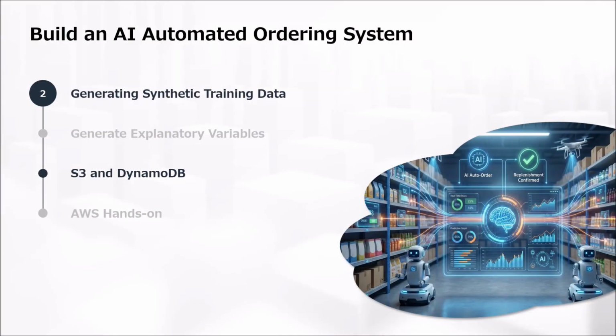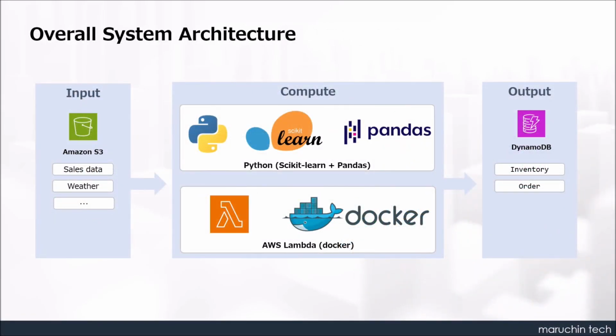Next, I'd like to introduce Amazon S3 and Amazon DynamoDB. Let's look back at the system architecture I showed you earlier. In this section, we will focus on the storage layer: S3 for storing historical sales data, and DynamoDB for hosting our inventory table.